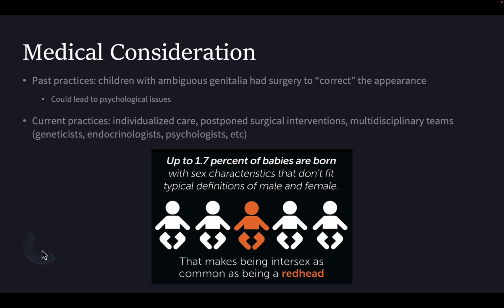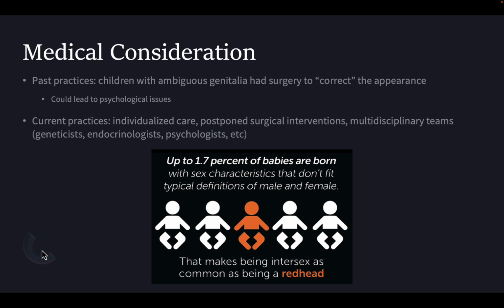And multidisciplinary teams. You get geneticists involved. Okay, what do the chromosomes say? Is there a mutation somewhere? Endocrinologists: what hormones are there? Right? What effect will that have if they're producing a lot of testosterone? Do we give them a vagina or do we give them a penis? Right? Psychologists, to not only deal with the fact that they're not going to look like the other kids, but also to help figure out how this person is developing.